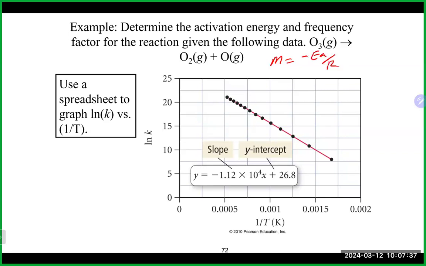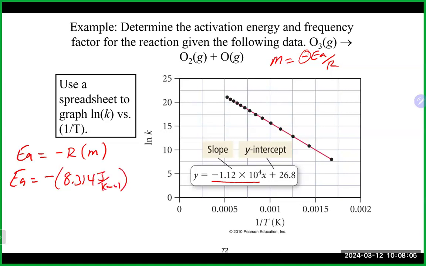So we can find our E of A by taking minus R times our slope. And again, we have to make sure we take the negative to the other side as well. When we do that, this is our slope, which should include the negative. That's what's going to turn it into a positive value. So our E of A is equal to minus 8.314 joules per Kelvin per mole, times our minus 1.12 times 10 to the 4.